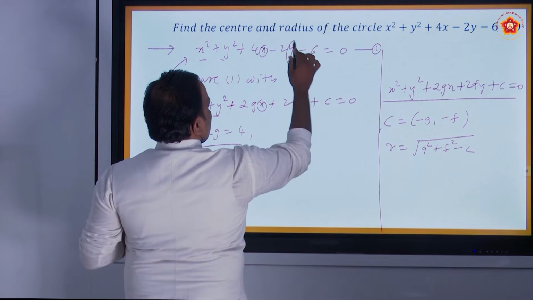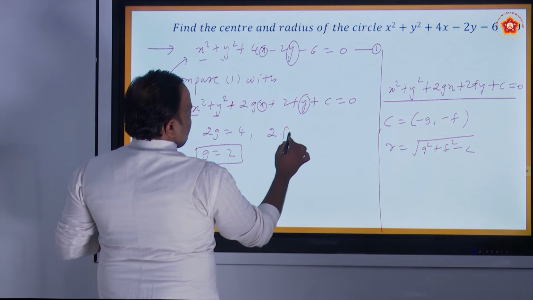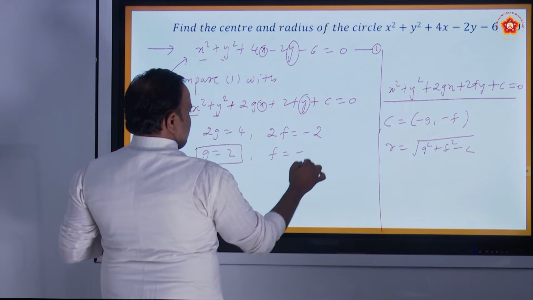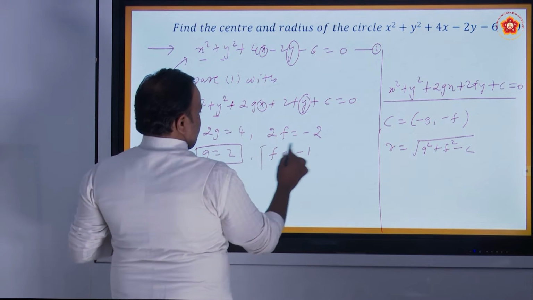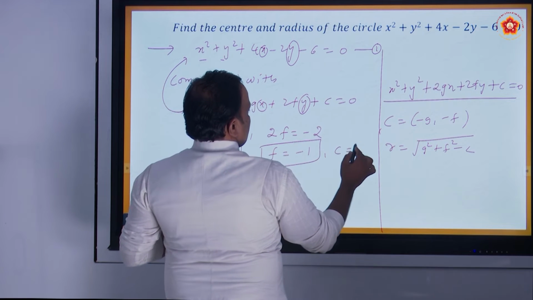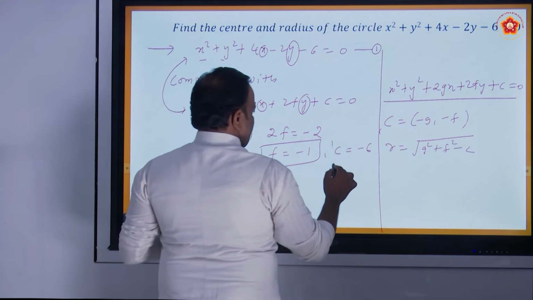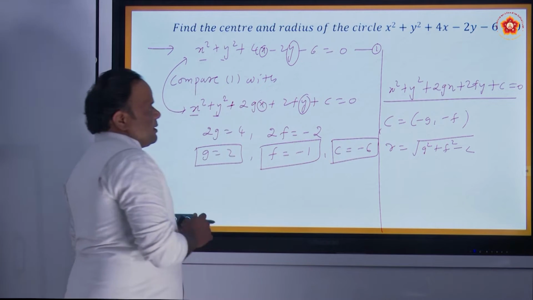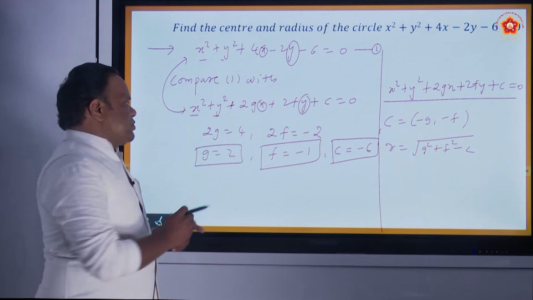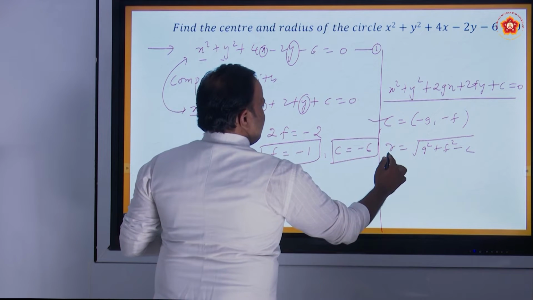What is the coefficient of y? Minus 2. The coefficient of y is 2f. So 2f is equal to minus 2, so f is equal to minus 1. Correct? What is c equal to? c equal to minus 6. You have to compare these two and we can get g, f and c. So knowing g, f and c, we can easily write the center and radius.